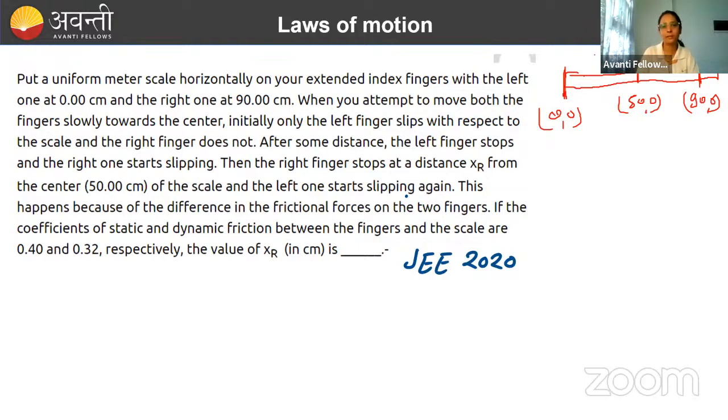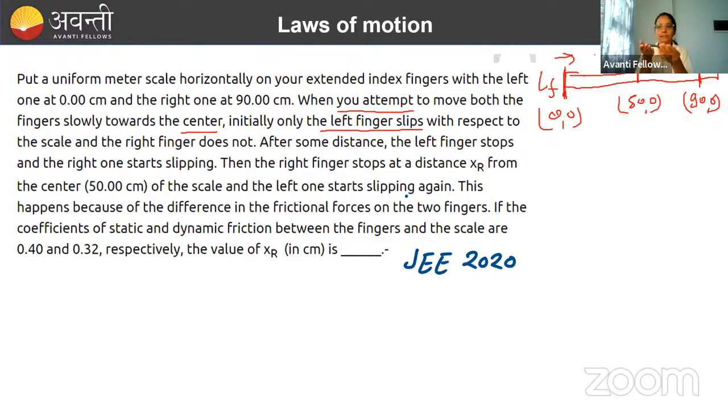Now this is the diagram in the initial case. When you attempt to move both the fingers slowly towards the center, now you're trying to move both the fingers slowly in this direction. Then what is happening at first? Only the left finger slips. Only the left finger, that is, this is your left finger, right? So only the left finger is slipping.